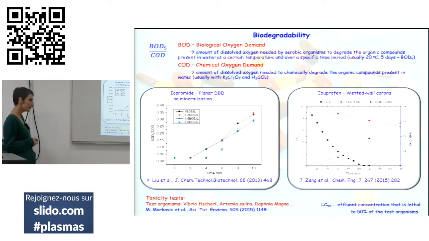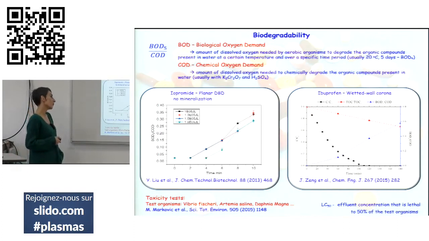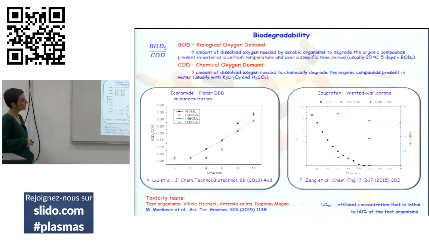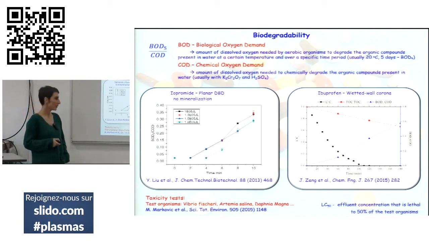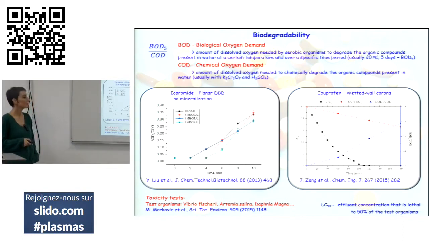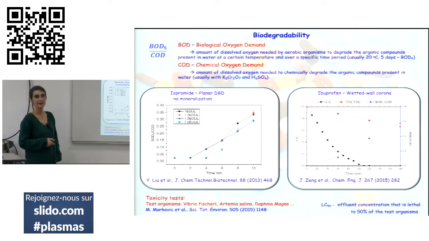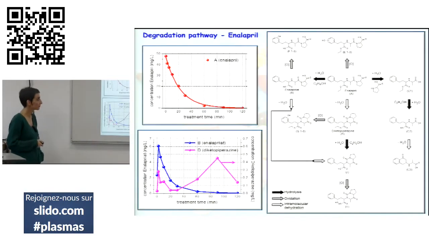And toxicity tests are quite rare in the literature. They are usually done using test organisms such as Vibrio fischeri, Artemia salina, Daphnia magna, and so on. The important parameter is the LC50, and this is the effluent concentration that is lethal to 50% of the test organisms. And as I said, there are very few toxicity studies, and I believe some more research efforts should be dedicated to this issue.